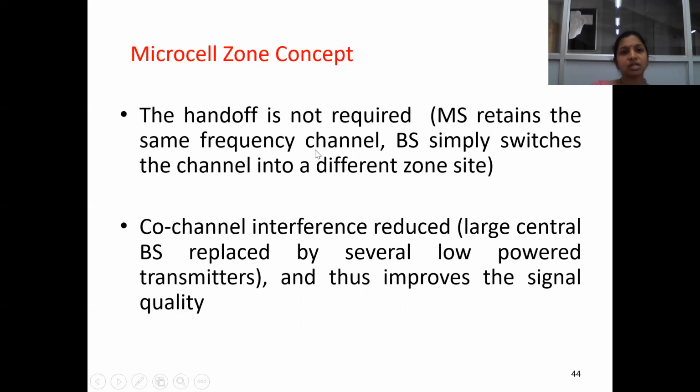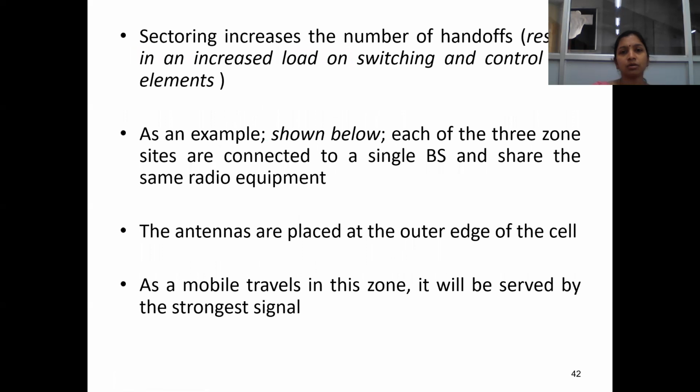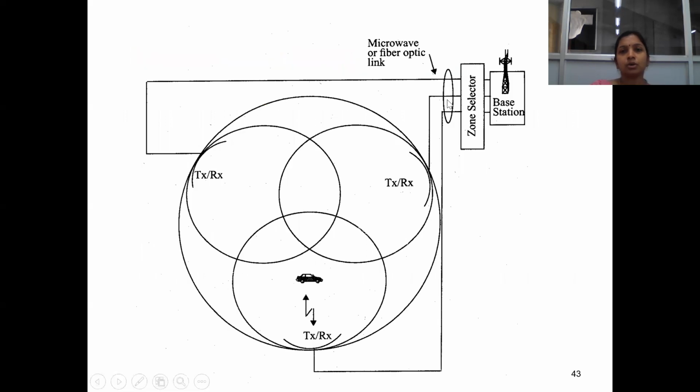The mobile station retains the same frequency channel, and the base station simply switches the channel to a different zone site. So co-channel interference is reduced and signal quality is improved. This is about the microcell zone concept. These three techniques, cell splitting, sectoring, and the microcell zone concept, are helpful in improving the capacity of the cellular system. Thank you.